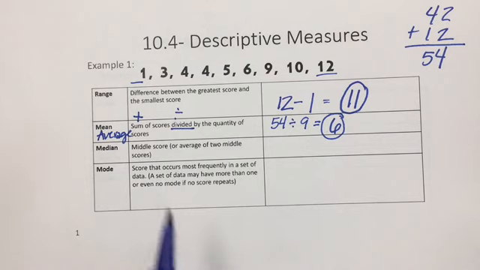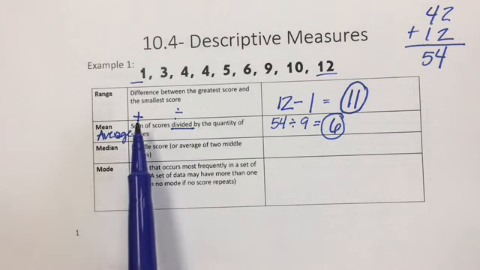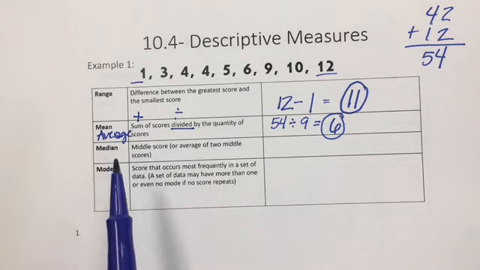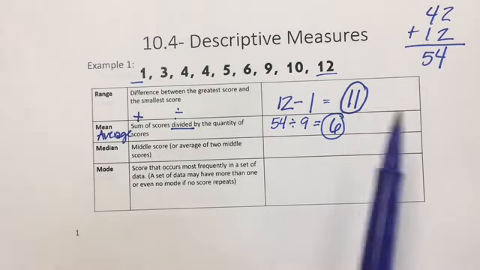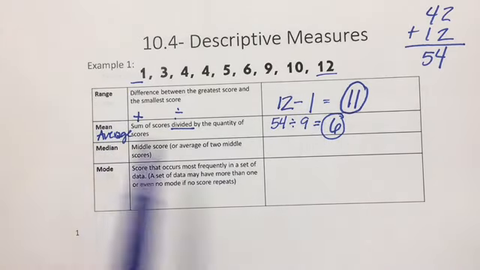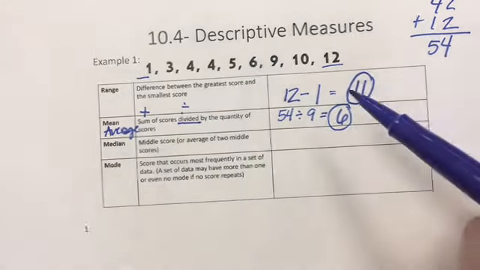So we want to find the middle score. Now, some students say, well, didn't we just do that in mean? We want to find the actual middle score. So when they're lined up least to greatest, which score is in the middle? One of the easiest ways to do this is just to mark them off until we find the middle.